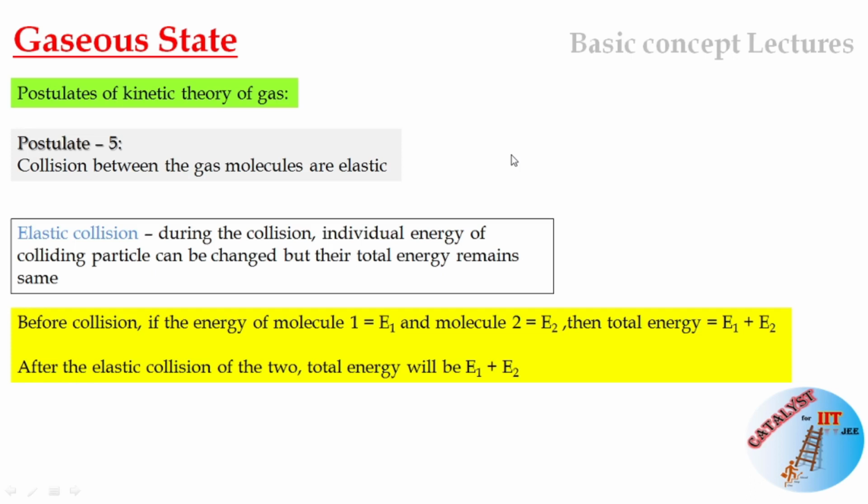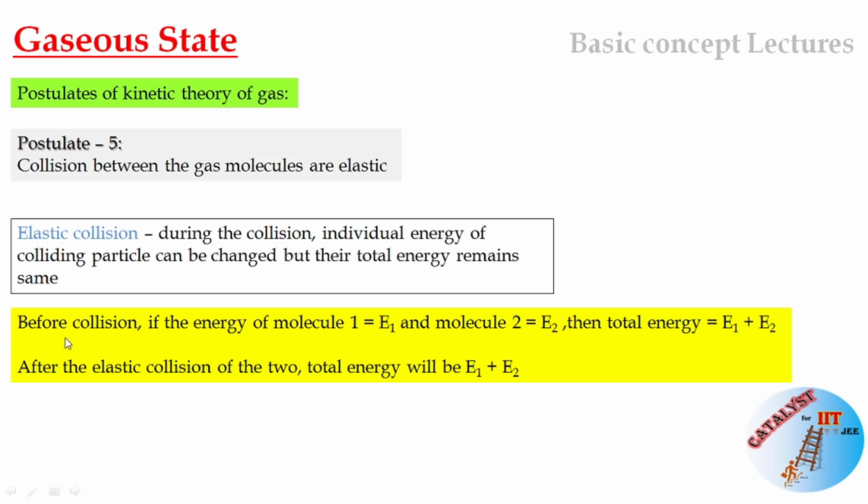Now let us come to the fifth postulate of the kinetic theory. The fifth postulate tells that the collisions between the gas molecules are elastic. So now the question is, what are these elastic collisions? An elastic collision is a collision where the individual energy of colliding particles can change, but the total energy of the colliding particles remains the same before and after the collision.